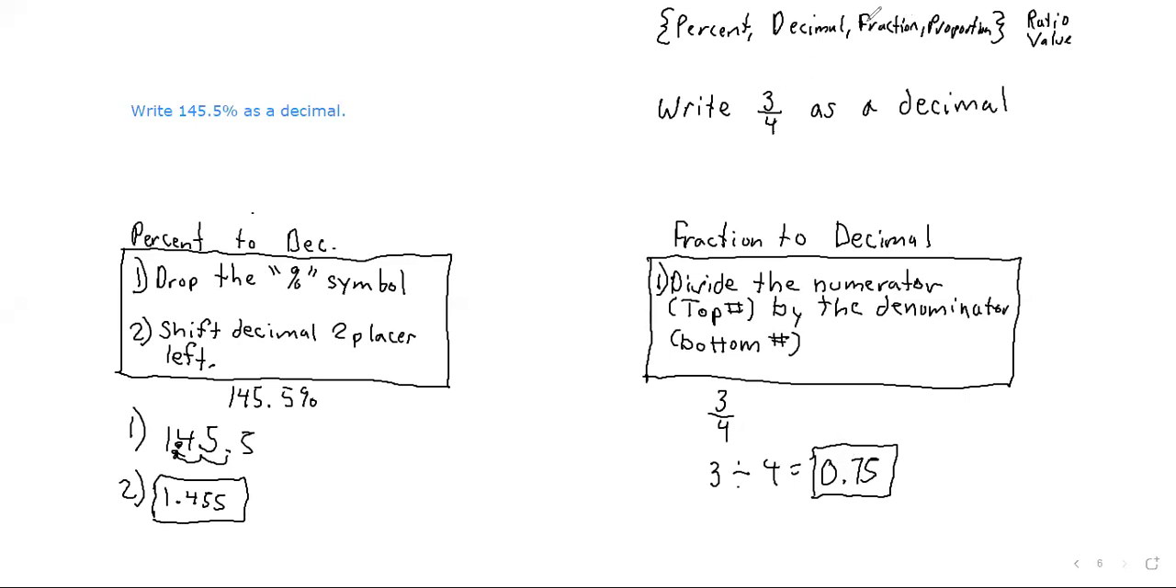Because these are all forms of the same type of number, we can move between them in relatively 1 to 2 steps. The only exception to this is when we have to go from a decimal to a fraction. Then we have to remember the place value system to figure out what our denominator is going to be. But we'll go over that in a later video.